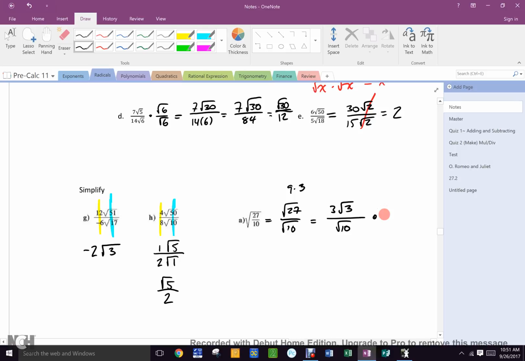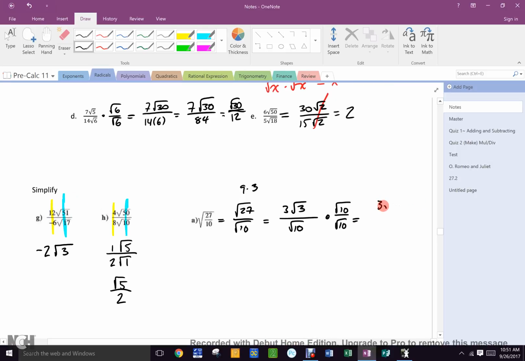But if I multiply by 1, it won't change how it looks, so I multiply by root 10 over root 10. What's the numerator? 3 root 30 over what? 10. Am I done? Yeah, because root 30 is 5 times 6, right? No pairs. Is everybody okay? Great. Do page 41.